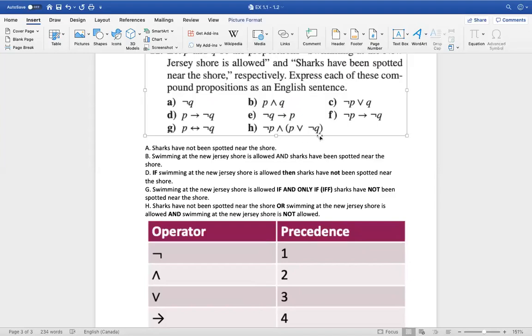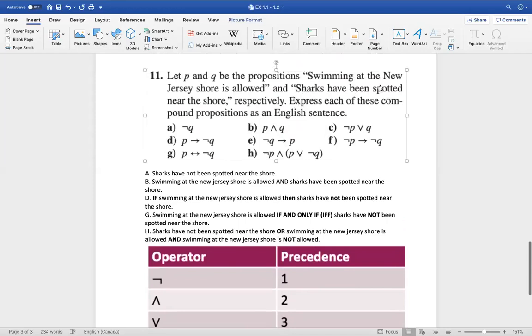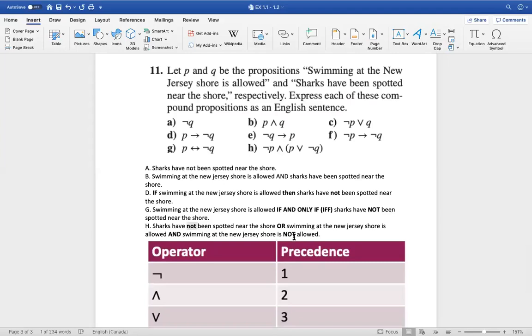Okay, so we say negation of Q is sharks have not been spotted near the shore, right? Yeah. And then we take this or. We put this here, and then we say swimming at the New Jersey shore is allowed. And then we take the and operator because these ones are joined on and, right? And then we say swimming at the New Jersey shore is not allowed.